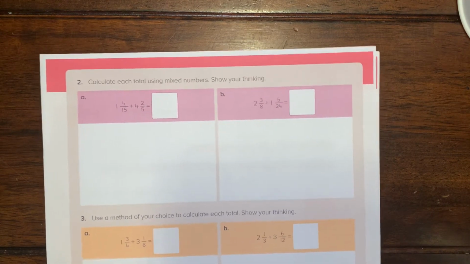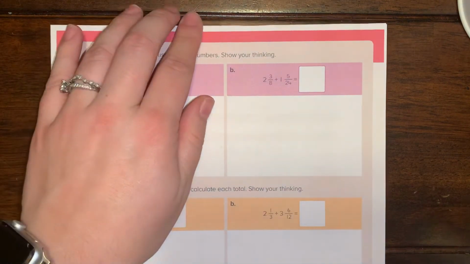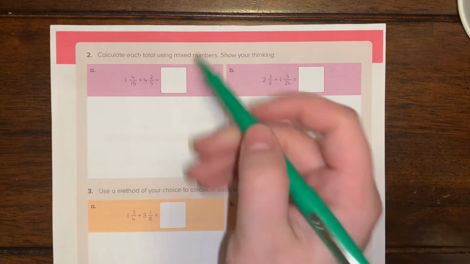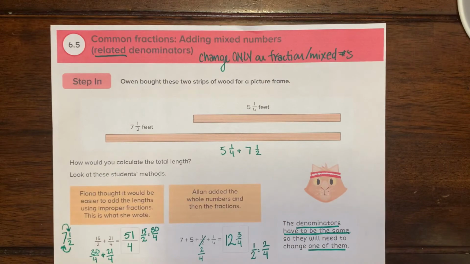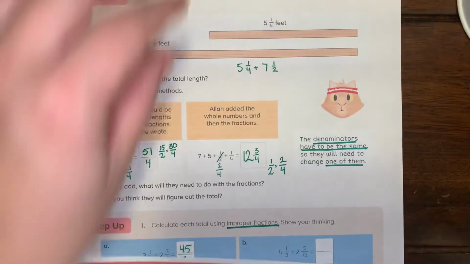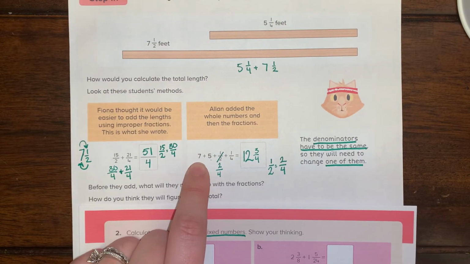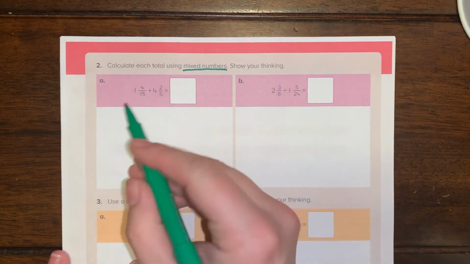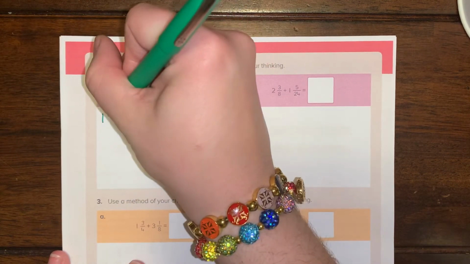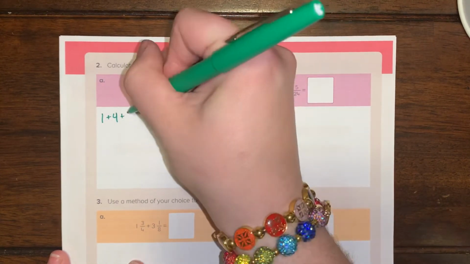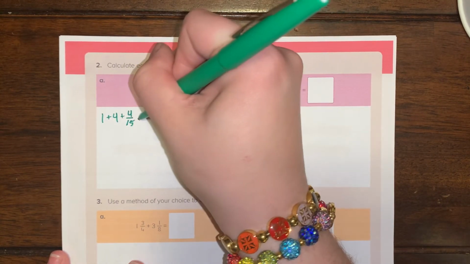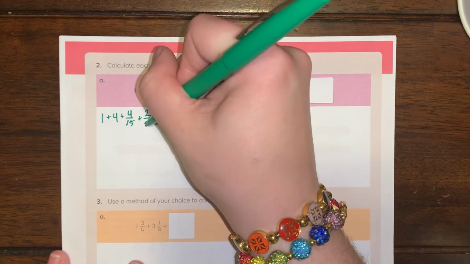So calculate each total using mixed numbers. So we're going to be doing what Alan did over here. Okay, let me move that up. Okay, so we're going to be taking apart the mixed number to add them together. Alrighty, so let's break this down. So we're going to do 1 plus 4, plus 4 fifteenths plus 2 fifths.